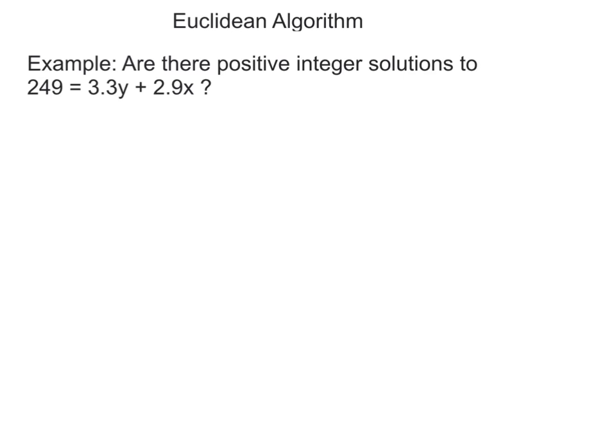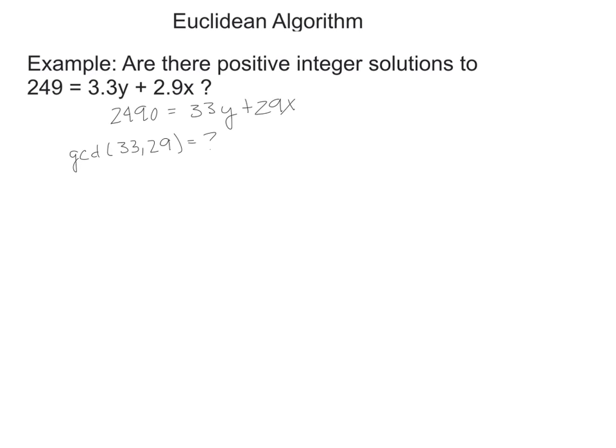So our first step is going to be to multiply everything by 10. So we're going to have 2490 = 33y + 29x. For now, just go with me on this. We're going to find the greatest common divisor of 33 and 29, and you'll see why later.